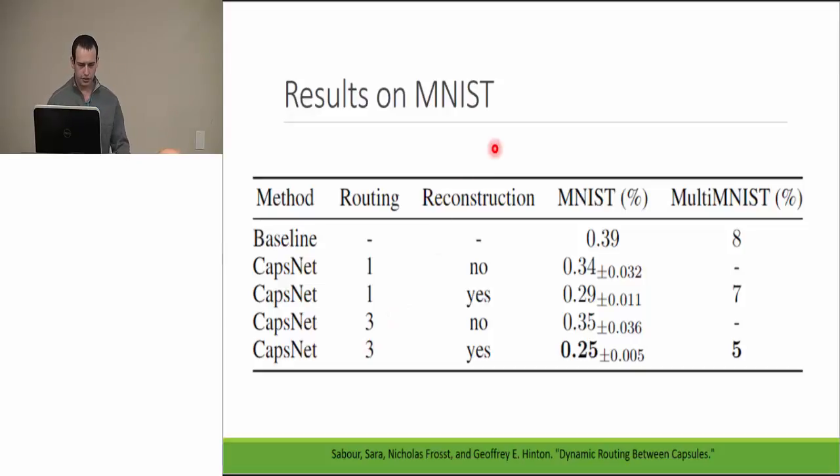So these are the results they got on MNIST. This is the first time Capsules actually had state-of-the-art results, so that's why this paper has been so popular, basically. In this first column, the routing is just the number of iterations that the routing by agreement algorithm used. The second column is whether or not they used the reconstruction loss, and they were able to get a 0.25% error rate, which is state-of-the-art. And a comparable CNN was only able to get 0.39% error rate.